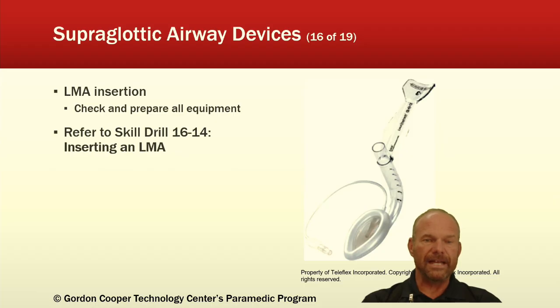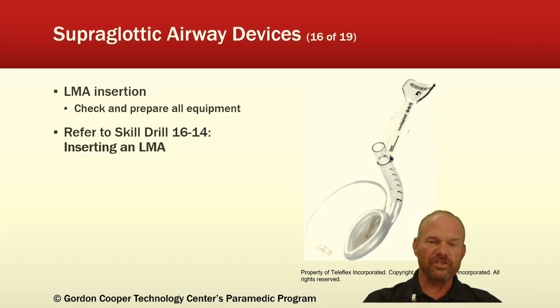So, some easy steps for inserting them. Make sure you choose the right one based on the patient's weight. Inflate the cuff to check for leaks. Make sure you have the patient properly positioned in the sniffing position. Lubricate and hold the LMA, using only a small amount of water-based lubricant at the back of the LMA cuff. Hold it like a pen with the cuff facing forward and your index finger at the junction between the tube and the cuff. And then go ahead and insert the LMA.